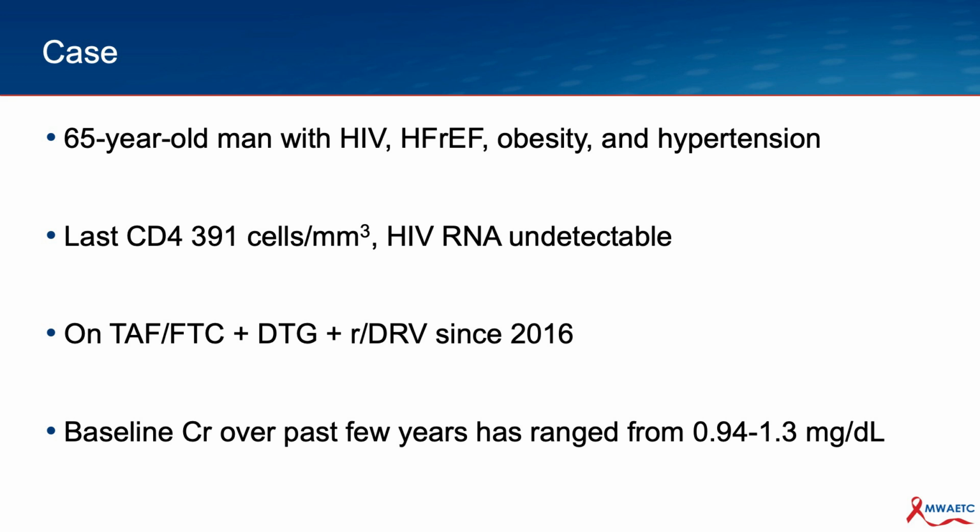So I thought I could frame this with a case that I've had a couple years ago of a 65-year-old man with HIV, heart failure with reduced ejection fraction, obesity, and hypertension, whose last CD4 count was 391 and viral load was undetectable. And I inherited him on TAF, FTC, dolutegravir, and ritonavir-darunavir, which he had been on since 2016.